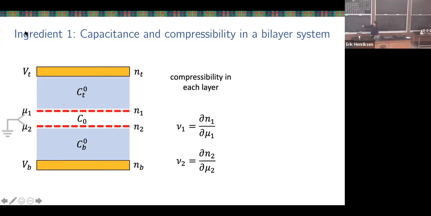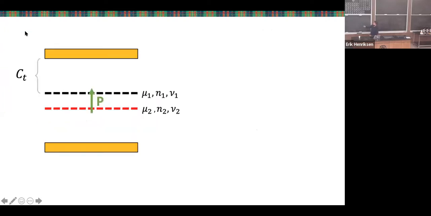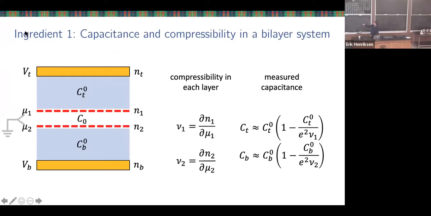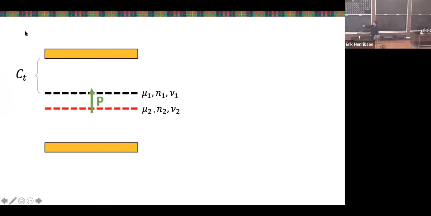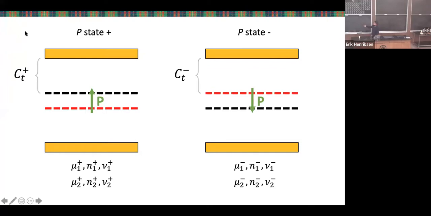So the compressibilities in each of the layers and the measured capacitance, that's basically what we're getting from this. That's the first ingredient for understanding how to connect the capacitance to the polarization that we're measuring. And then the other thing, of course, is that these quantities are different in the two polarization states. If you have polarization pointing this way or polarization pointing this way, then we have two sets of quantities.